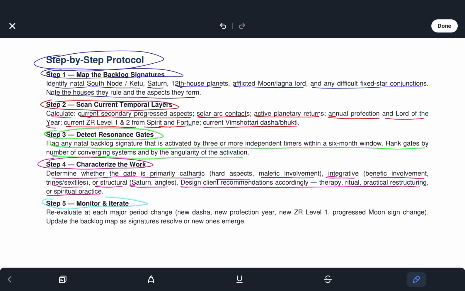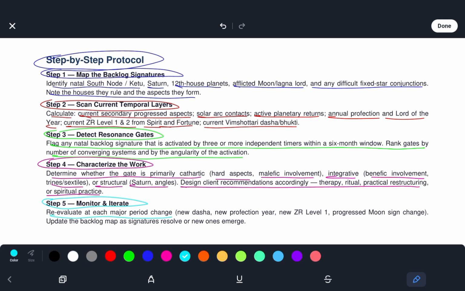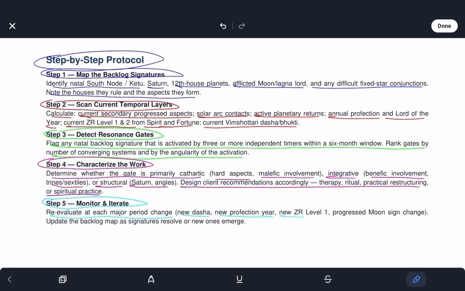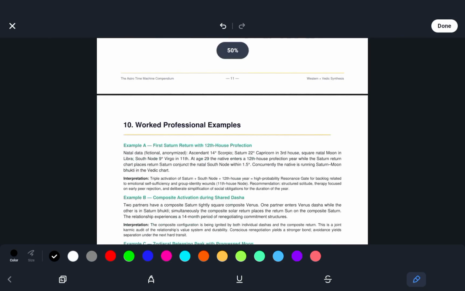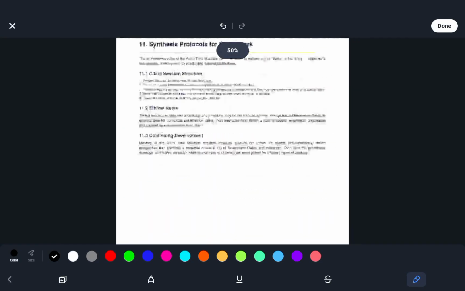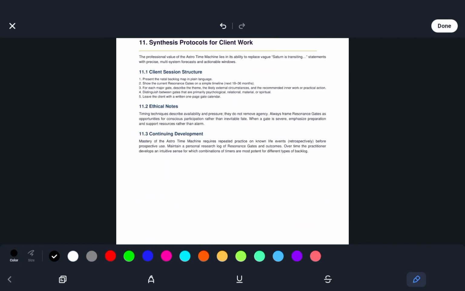And step 5 is to monitor and iterate. Reevaluate at each major period change: new dasha, new perfection year, new ZR level 1, progressed Moon sign change. Update the backlog map as signatures resolve or new ones emerge. In worked professional examples, we're also going to get into the synthesis and then appendixes.